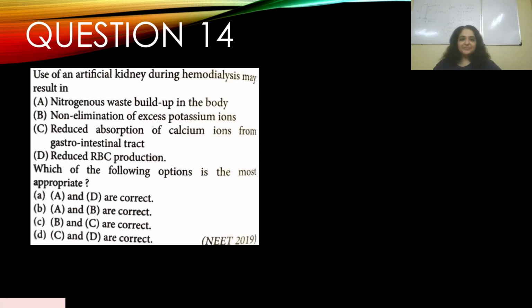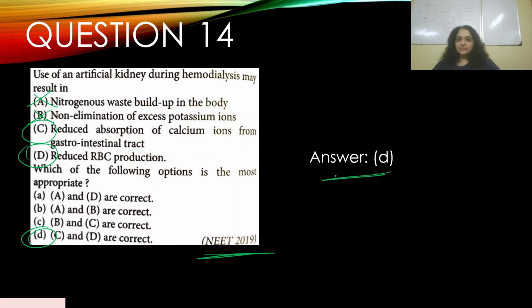Okay, so question number 14. Use of an artificial kidney during hemodialysis may result in, this appeared in NEET 2019. Result in nitrogenous waste buildup in the body? No, that's not the purpose of an artificial kidney. Non-elimination of excess potassium ions? No. There will be elimination of excess potassium ions. Reduced absorption of calcium ions from GIT, gastrointestinal tract? Yes. Reduced RBC production? Yes. So your answer should be D. Okay, answer D. Let's go to the discussion.